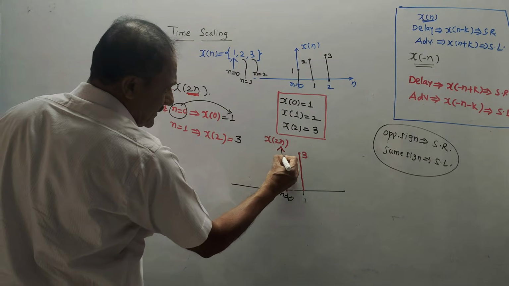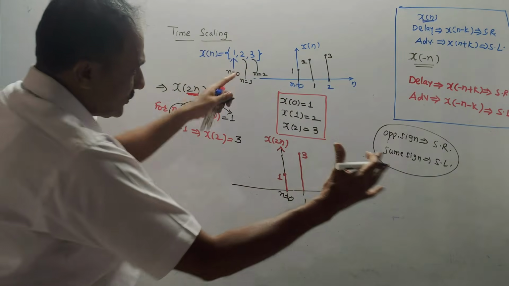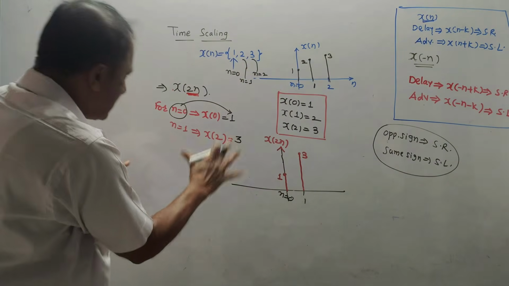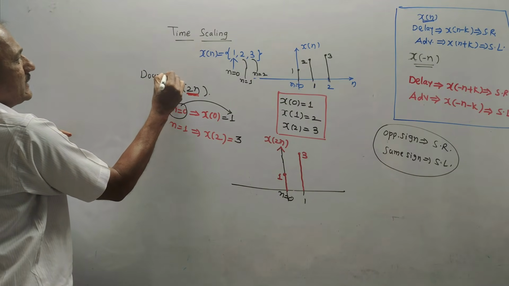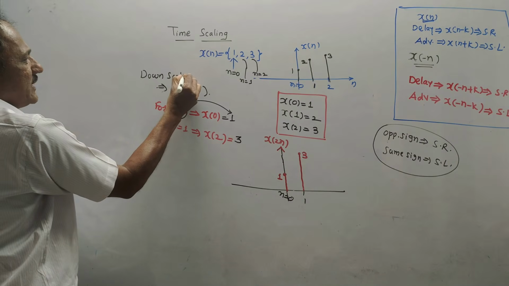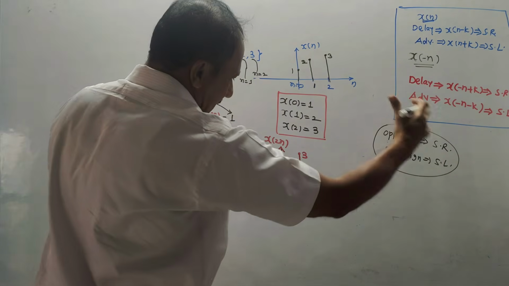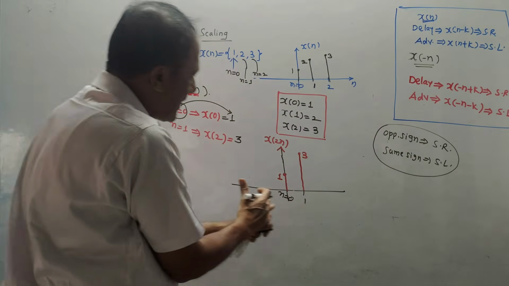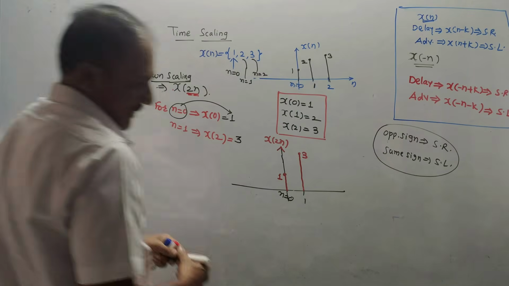Quite clearly we can say that one sample is deleted because the number of samples is reduced, so time is compressed. This type of operation is known as downscaling. Why downscaling? Because originally the signal was broad, and it is reduced by deleting some samples. So this operation is known as downscaling operation.